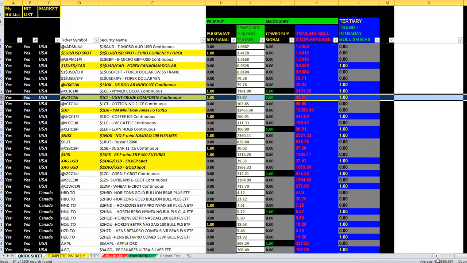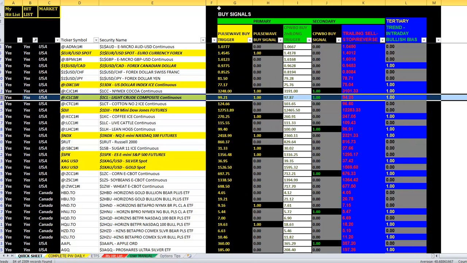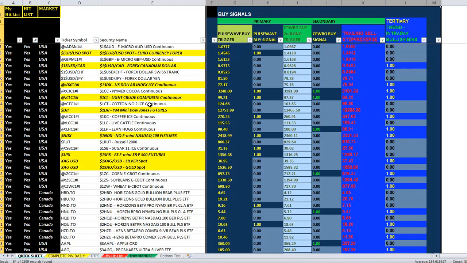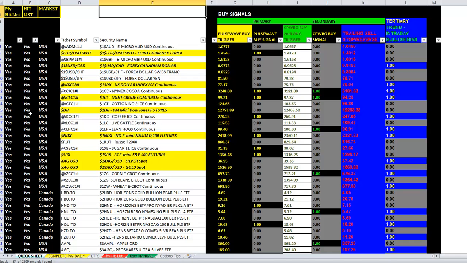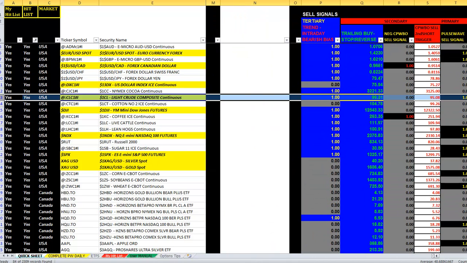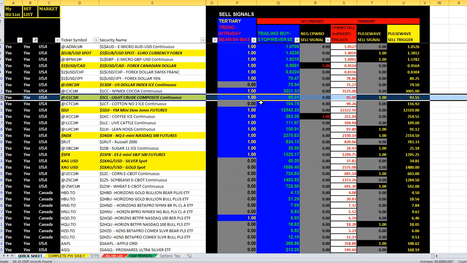As you can see on this section of the system, this is your buy signals, right? As you can see in the crude oil futures, we do have both buy and sell signals. You have a pulse wave buy, confirmed pulse wave breakout buy, and an intraday trend bias buy. If you scroll over here to the sell side of the system, you also have an intraday bearish trend bias sell signal and a pulse wave sell signal. What is one to do, right?